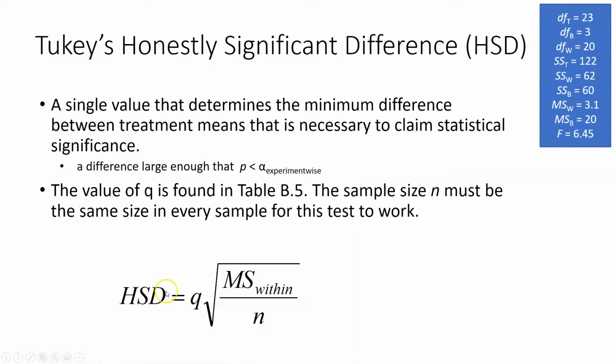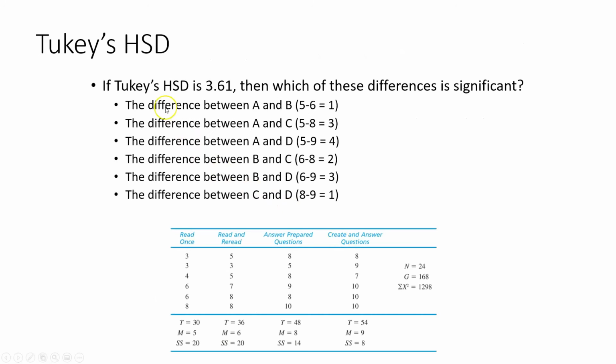So here is our HSD, Q is 5.02, mean squares within up here is 3.1, the n size of each condition was 6. You plug all those in, follow it through, and it equals 3.61. Now, what do we do with this? This is the standard against which we compare all of the mean differences. So if Tukey's HSD is 3.61, then which of these differences is significant?